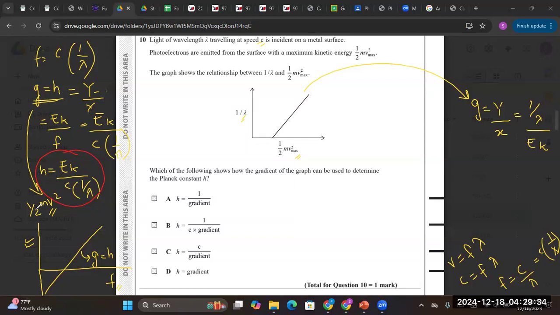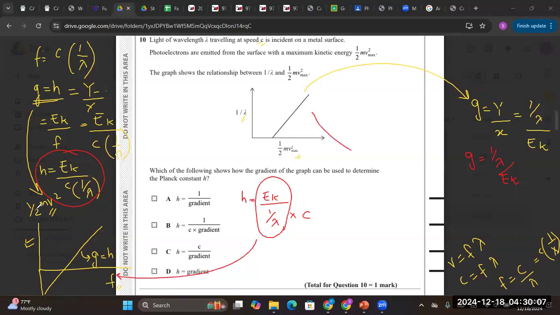If we look at the second graph, we can see that the gradient of the graph is equal to 1 upon wavelength divided by kinetic energy. Can you see that they're both opposites of each other? Both of these equations are opposites of each other, right? I'm going to write down the equation for the Planck constant again, but I will take out the C. I will put the C separately. See, kinetic energy divided by 1 upon wavelength. This is from the graph that I taught you in class.